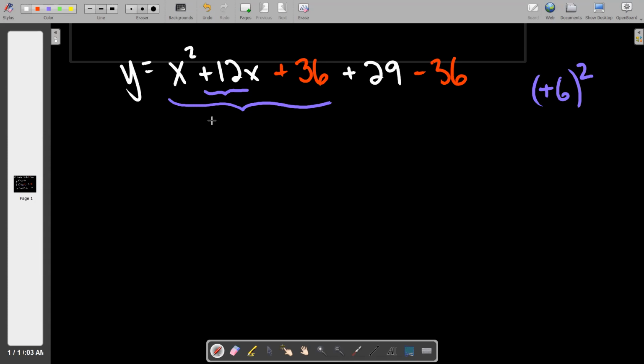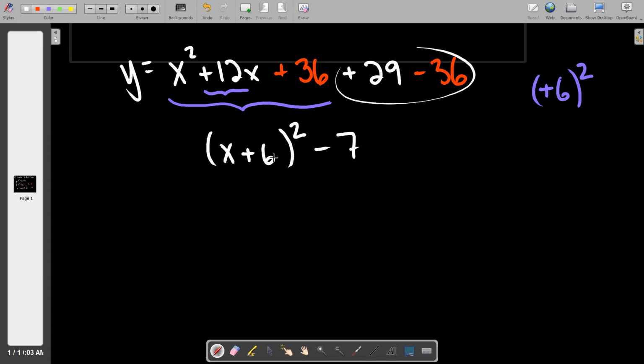And so when I write it out in factored form, what is it? It's (x + 6)². And then as always, we hope you can do little kitty math. What's 29 minus 36? And there is your function written in vertex form.